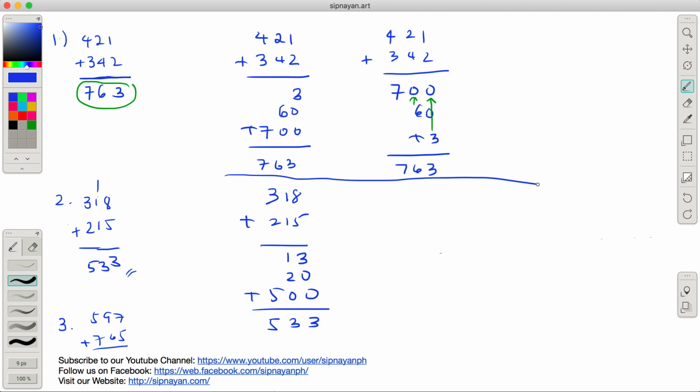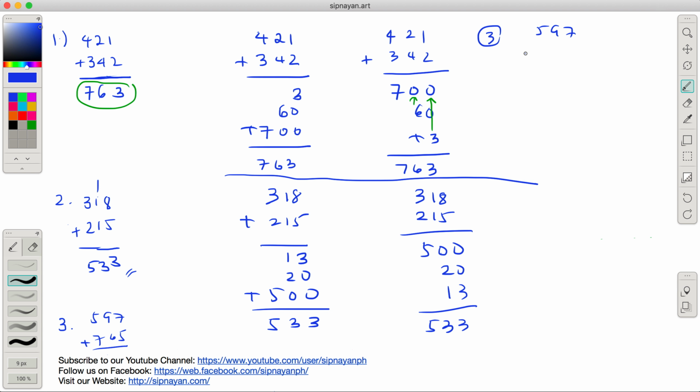Okay, another one, we have another method. Unahin yung 100s. 318 plus 215. We have 300 plus 200 is 500. And then 10 plus 10 is 20. Tsaka 8 plus 5 is 13. Still, it's 533. Hindi naman nagbabago yung sagot. Same pa rin naman.